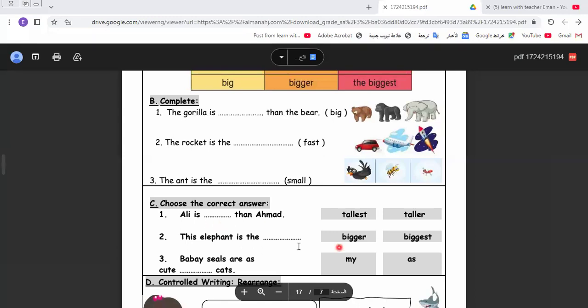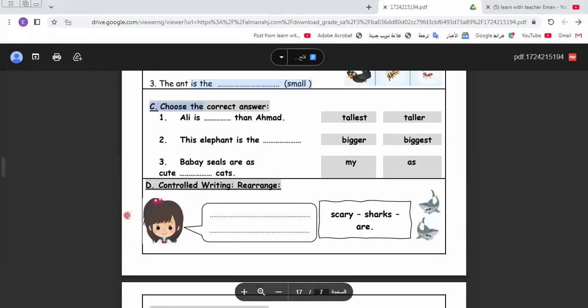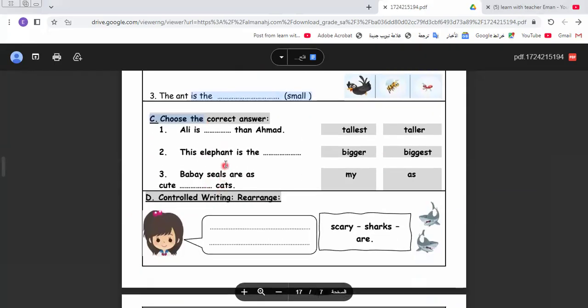Here we say, Ali is taller than Ahmed. Ali is taller. Why taller? Because here we have than. So I put here taller. The elephant is the biggest.